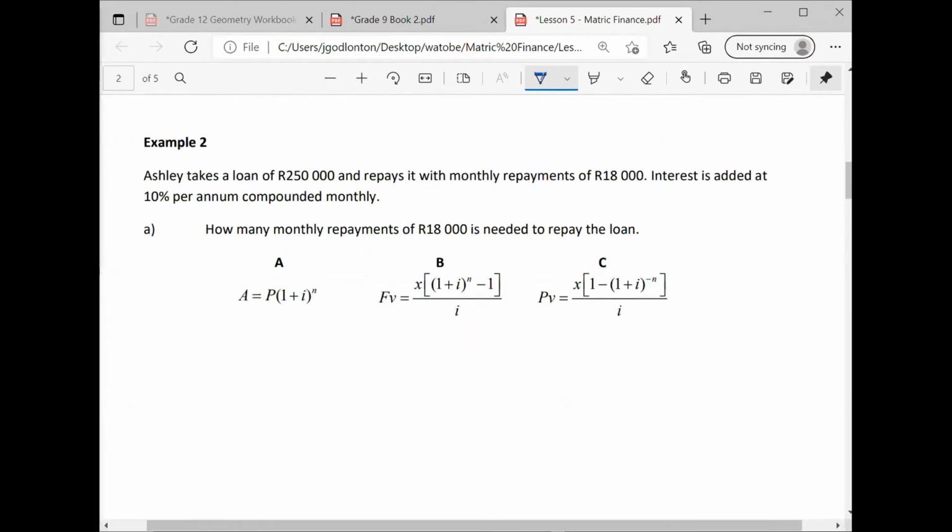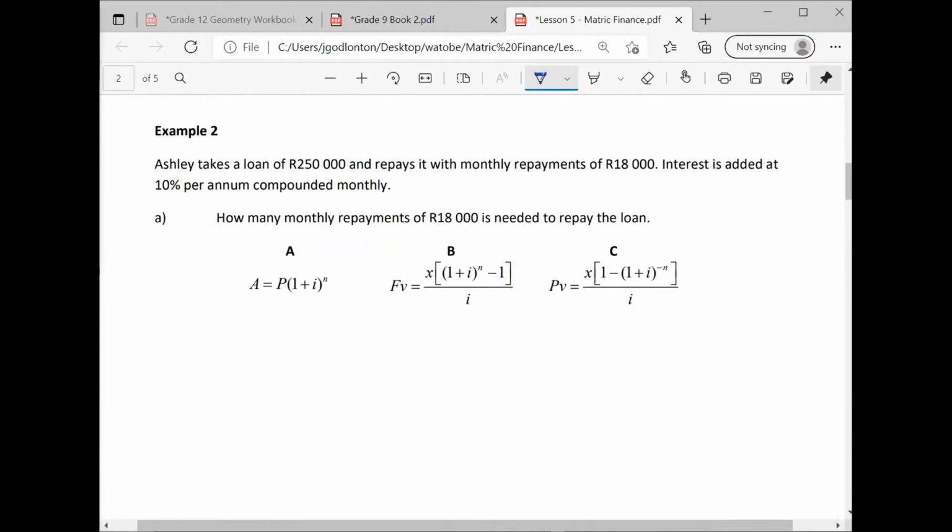Let's jump into example 2. Ashley takes a loan of 250,000 Rand and repays it with monthly repayments of 18,000 Rand. Interest is added at 10% per annum, compounded monthly. How many repayments of 18,000 Rand is needed to repay the loan?